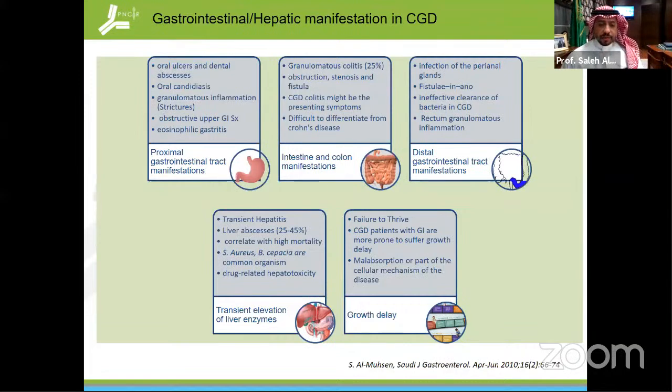For liver manifestation, patients can present with transient hepatitis, and liver abscesses that might be correlated with high mortality. The most common causes of liver abscesses are Staph aureus and Burkholderia cepacia. But patients might also manifest with drug-related hepatotoxicity, knowing that some of the prophylactic medications that we use for those patients, like for example antifungal and antimicrobial agents, can cause liver toxicity. Growth delay is another significant manifestation of patients with CGD and can cause failure to thrive. Patients with GI manifestation among CGD patients are prone to have more growth delay than the other ones. It might be related to malabsorption or the cellular mechanism of the disease itself.